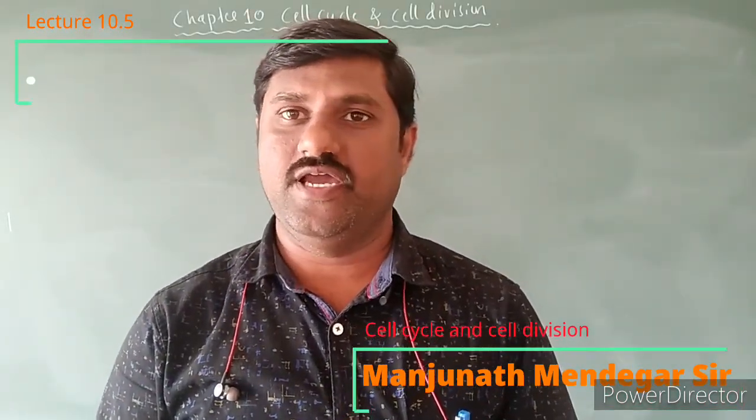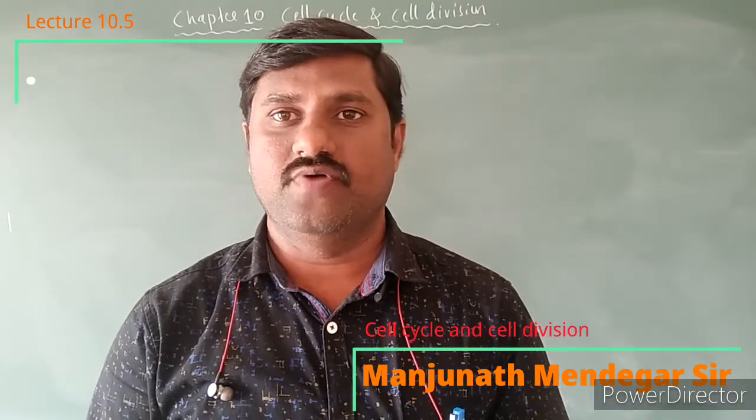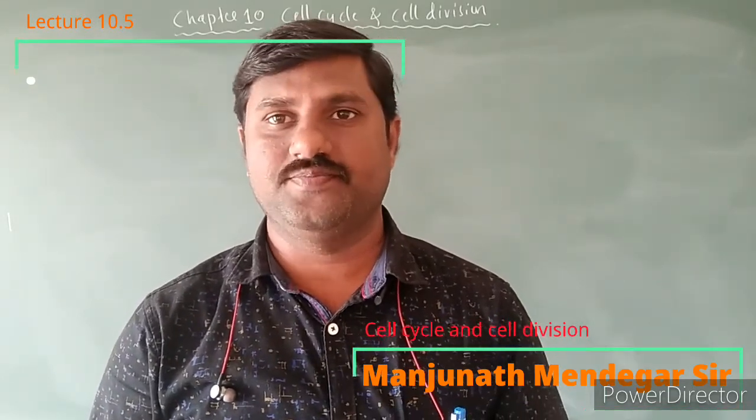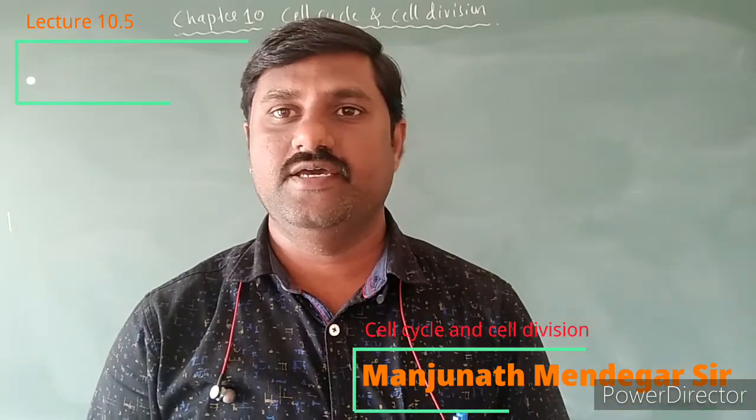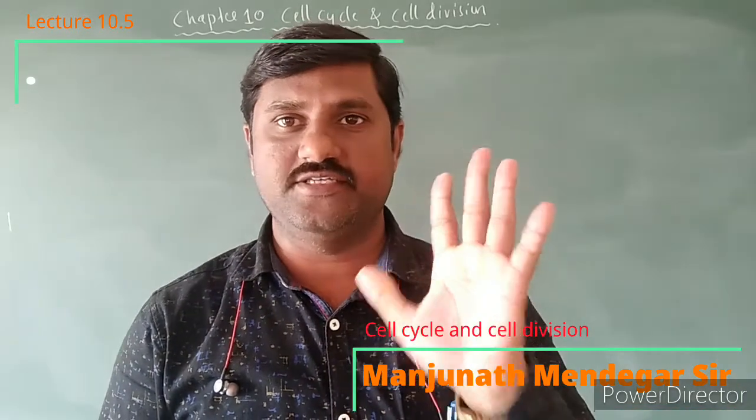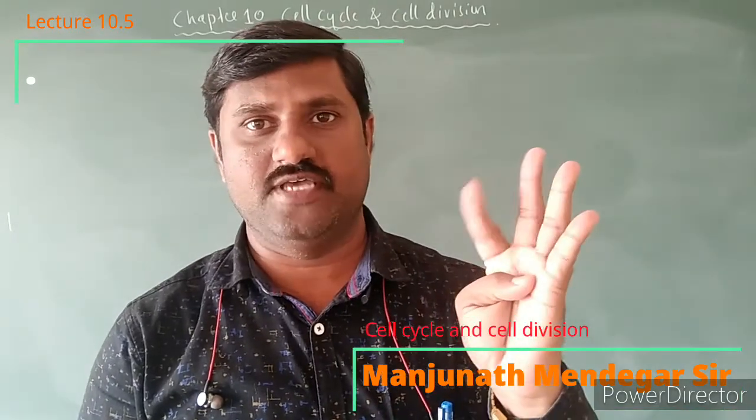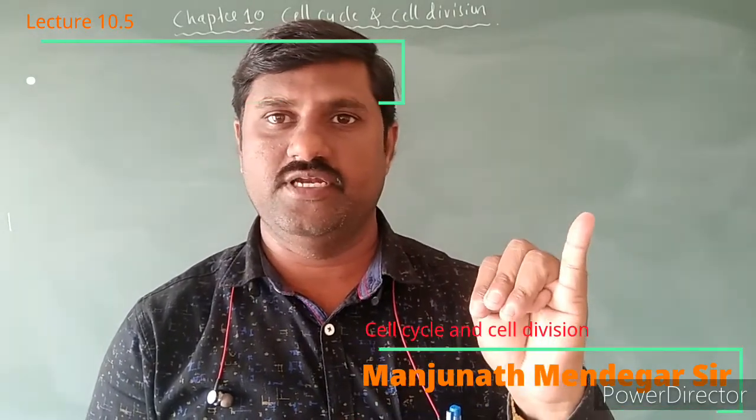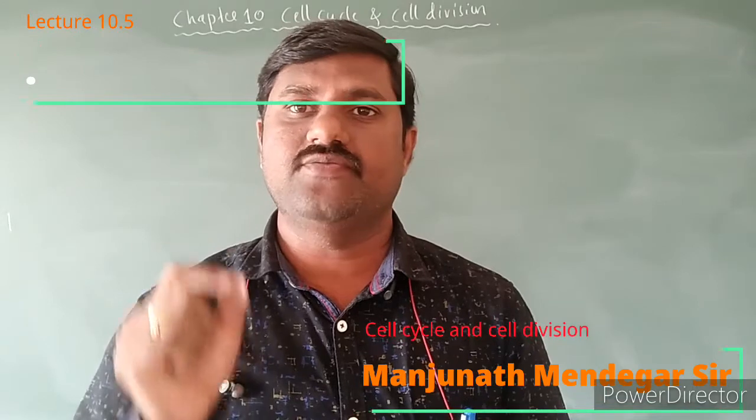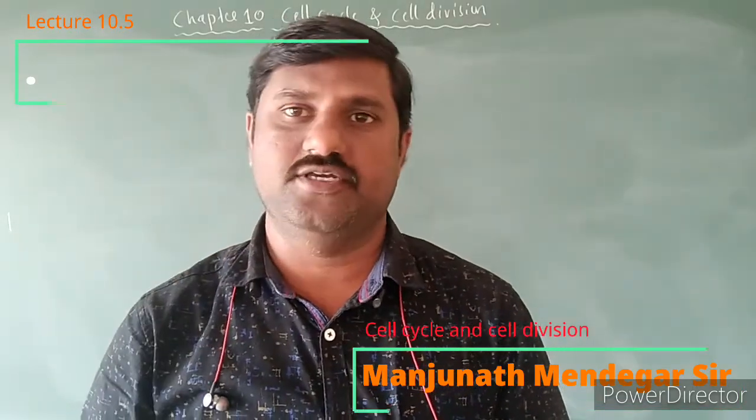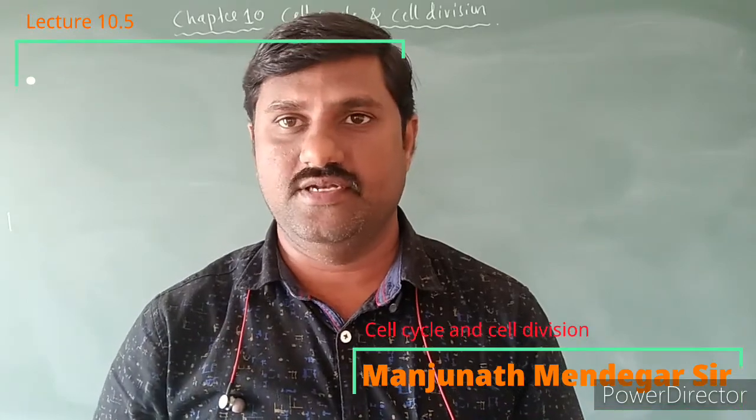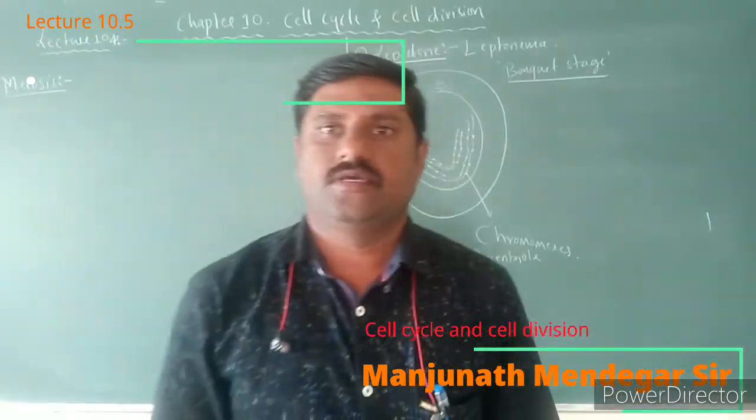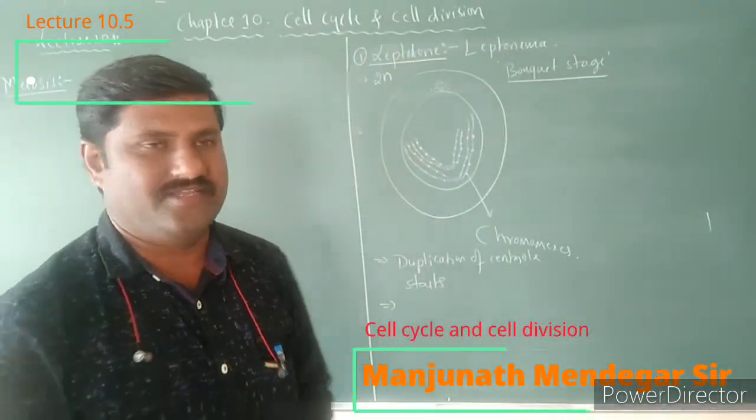In the last video, we had started with one topic, that is prophase 1 in meiosis 1, right? In that, there are 5 stages that we come across: leptotene, zygotene, pachytene, diplotene, diakinesis. In that, leptotene I had finished in the last class. Now we shall start with zygotene. Next stage is zygotene.